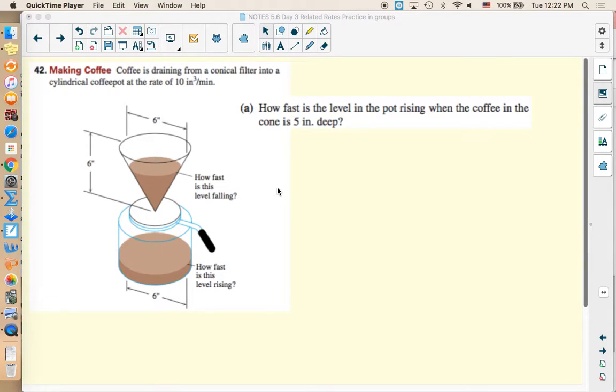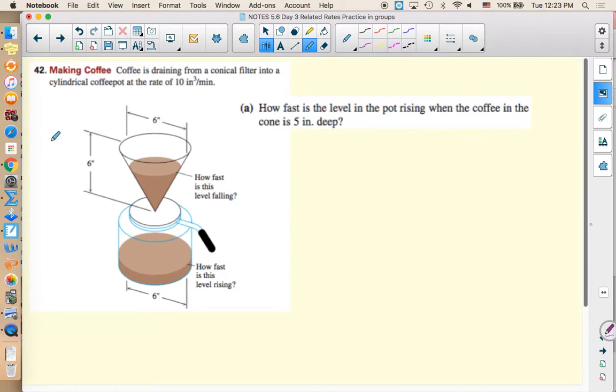So number 42, you only had A. Coffee is draining from the cone-shaped filter into the cylindrical-shaped coffee pot, and they tell us that it's leaving the cone at 10 cubic inches per minute, which means it's entering the cylinder at 10 cubic inches per minute. So in telling us that, they've told us about the different rates of change of volume.